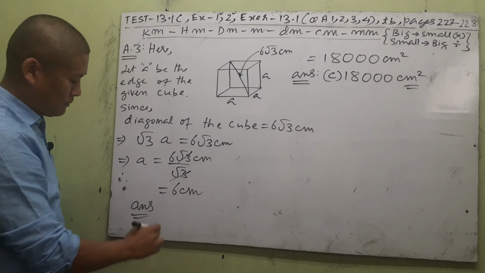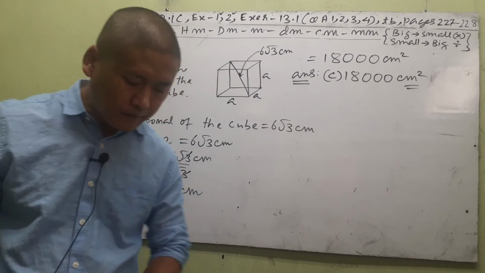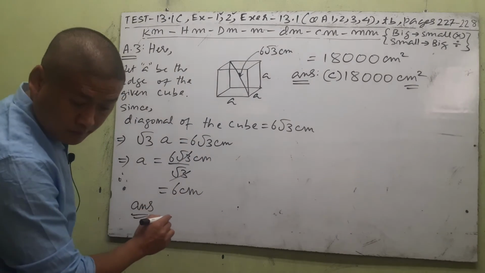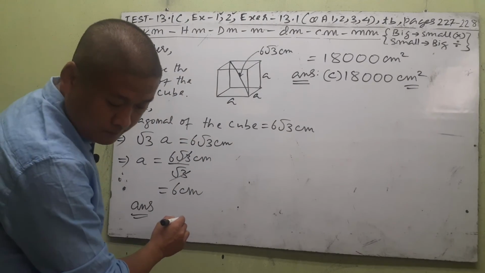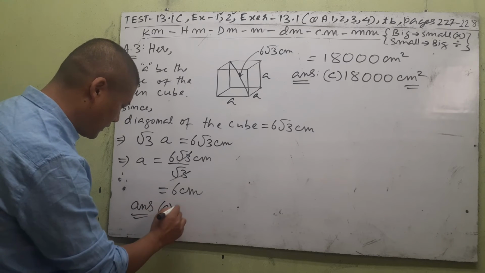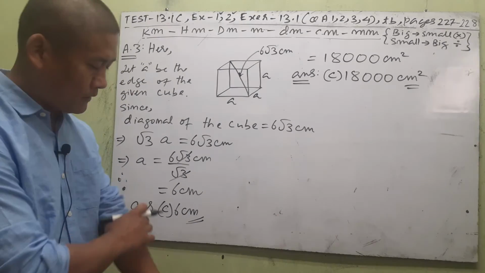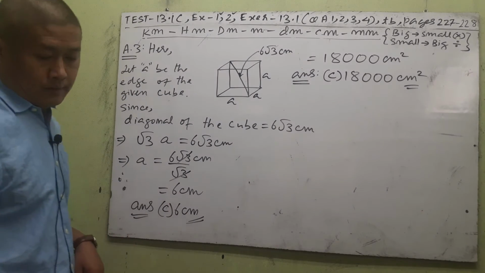So the answer choice that matches our answer 6 is number 3, C. The textbook choice there is slightly wrong, so C should be 6 centimeter. Correct in your textbook, replace 5 with 6 because 5 cannot come out. And finally A4.